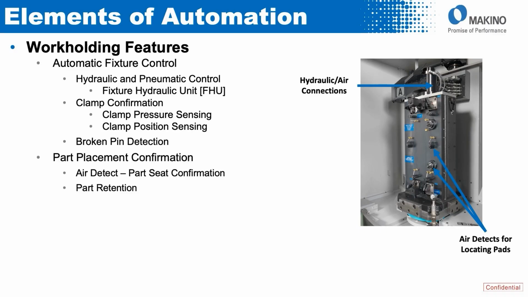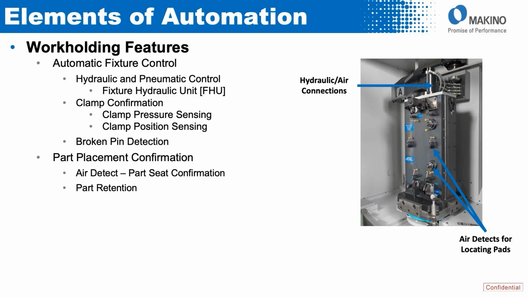Part placement confirmation. I talked a little bit about this before on the machine side, as a machine option. We want to make sure, though, within that fixture that you've got a means to detect that the part is properly located within that fixture prior to machining. And we have air seat detect in our locating pads, so we know that the part is located up against that particular locating pad before we start the machining process.